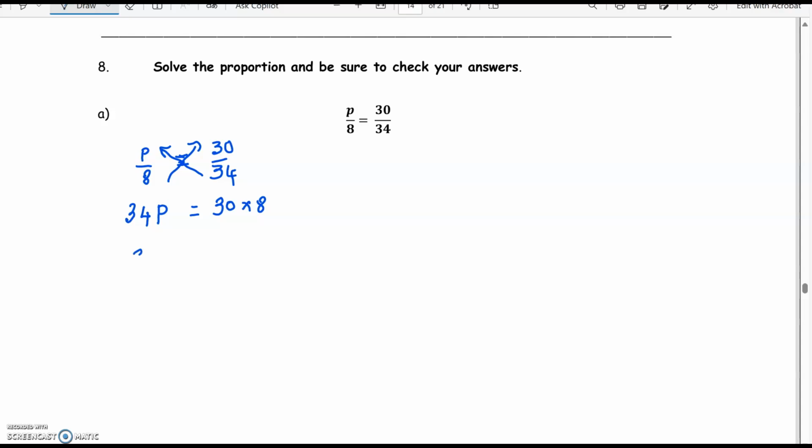Now, in order to solve for p, 34 is multiplied to p, so we need to divide both sides by 34. We've done this before in the same section. Whatever number is multiplied to p, we need to divide the expression with the exact same number, so we can cancel the number multiplied to p. The whole idea is to get p by itself. That's the goal. And anything else we need to get rid of. So p is equal to 30 times 8 over 34.